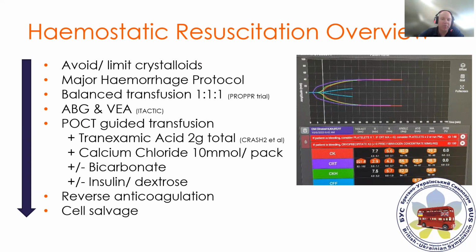And in practice, that means 4 units of red cells to 4 units of FFP to 1 pool of platelets, which contains 4 to 6. We will often also start drawing up fibrinogen concentrate so that we can, rather than waiting for cryoprecipitate, which takes 40 minutes to thaw and then a little bit longer to come from the lab, we've got pre-prepared vials of fibrinogen concentrate, so we can start giving that early on.